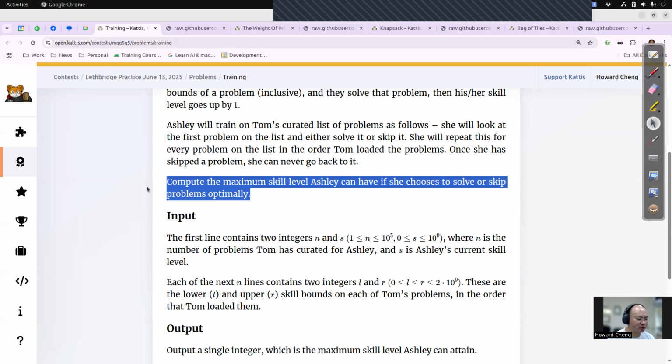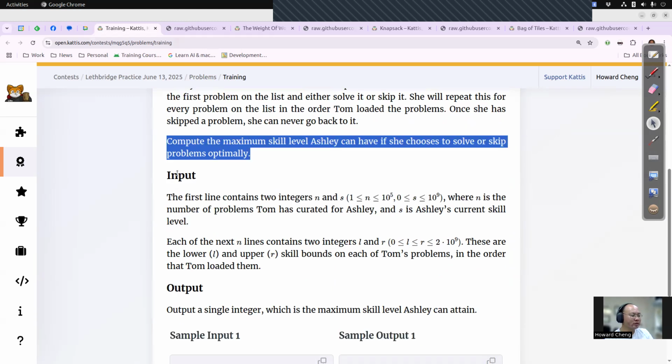So for each problem that you can actually solve, you can decide to solve it or skip it. There are 2 choices. And by solving or skipping it, it changes your current skill level, so that can affect what you can solve later on, right? Your goal is to maximize the skill level. Now, the only way you can increase skill level is by solving problems. So maximizing the skill level is actually the same as maximizing the number of problems you solve. Okay?